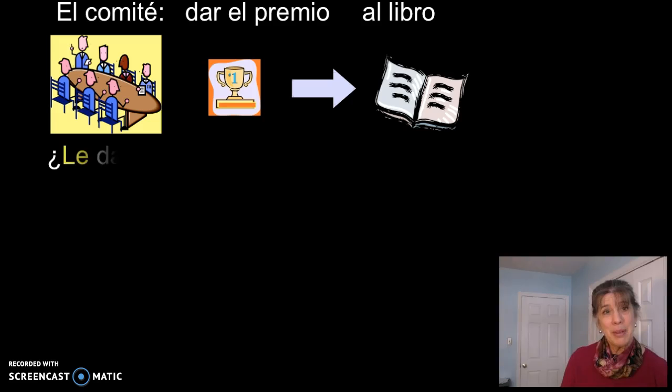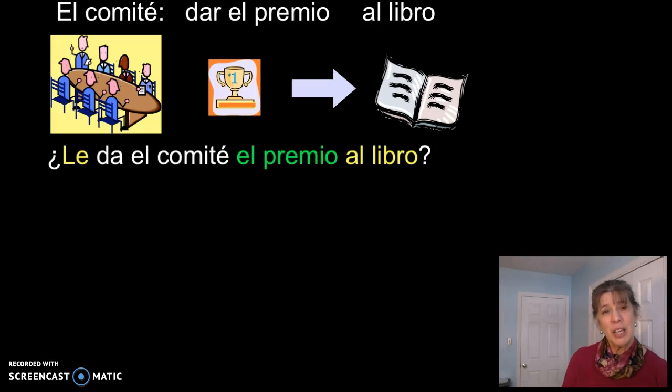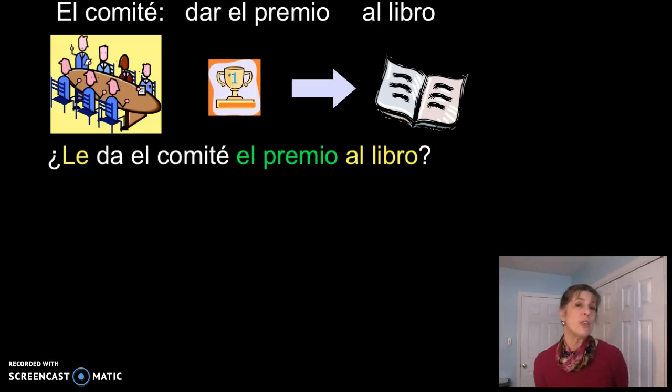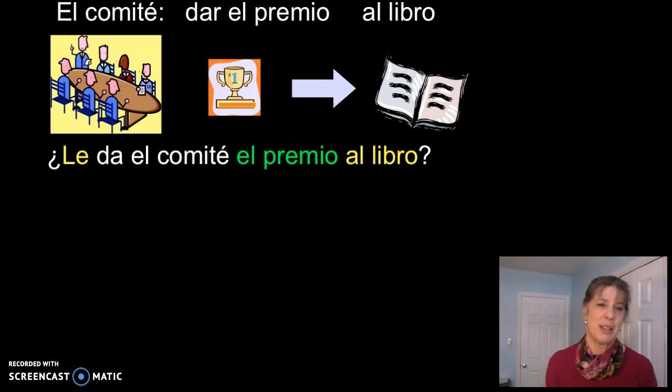One more example. Actually, 2 more examples. Let's look at what you do if there is a question. So the question here is, ¿le da el comité el premio al libro? Couple things I want you to remember. First, you'll notice that the committee, which is the subject, comes after the verb in a question. And yes, I know this is enough to really mess with our English-speaking heads. In Spanish, inversion in questions is common.